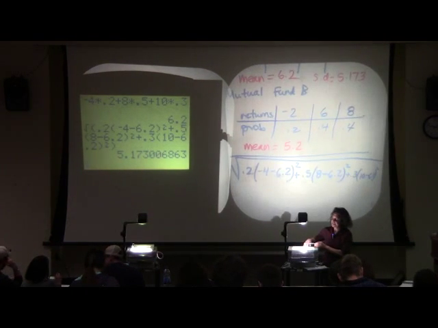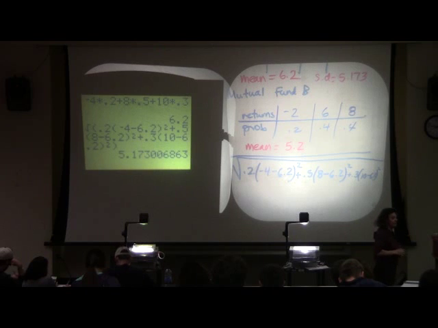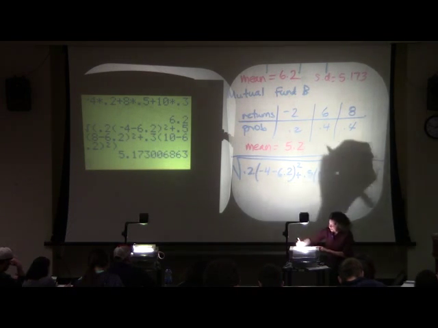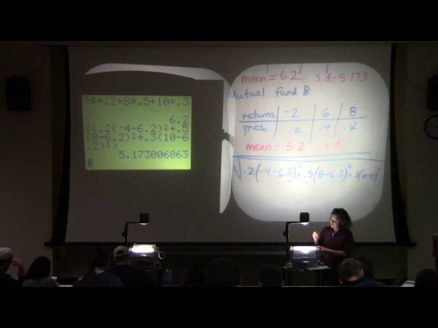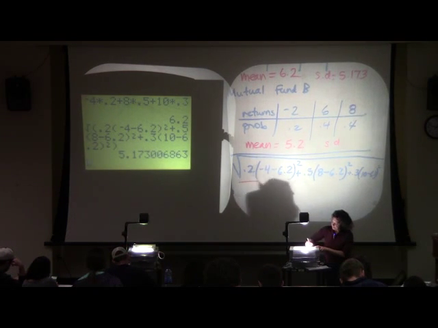If I didn't take the square root, that would have given me the variance. Or you could just square this answer and that would give you the variance. All right. Well, let's now compute the standard deviation of mutual fund B.